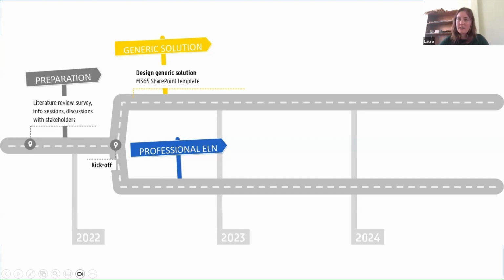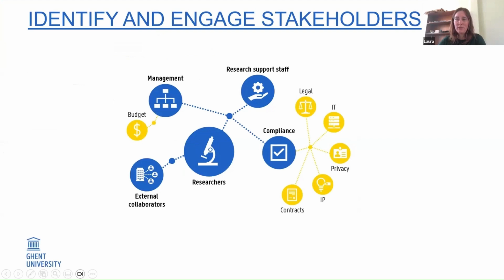Okay, on the next slide, there's an overview of the different stakeholders that we identified. First and foremost, management, who's in charge of making sure that there's a budget available. If we would not have had a budget allocated, we would not have been able to drive this project. There's the researchers who are very important. They will be the users of this solution. The research support staff, where we also count ourselves as data stewards to support the researchers and to connect all the different dots.